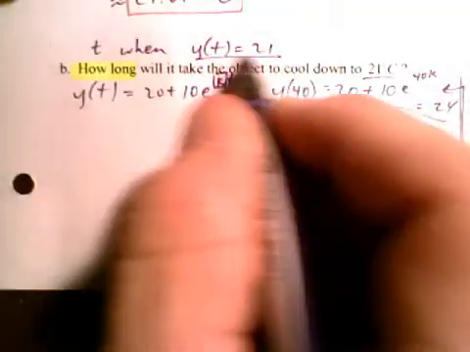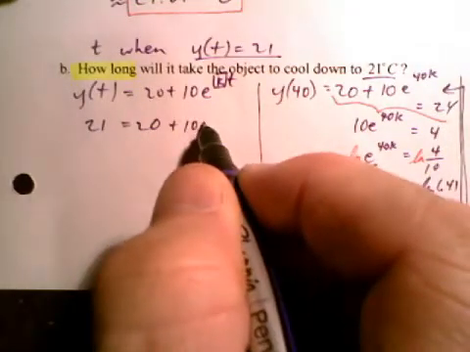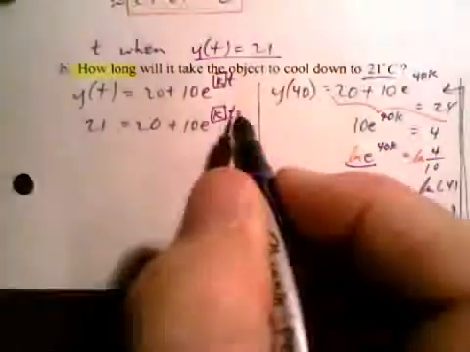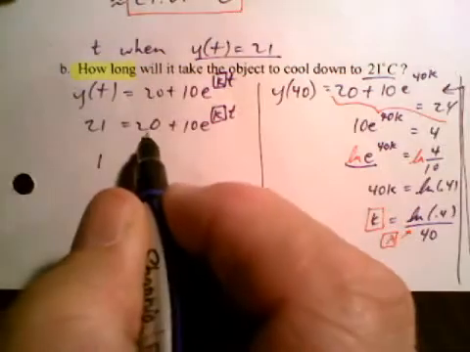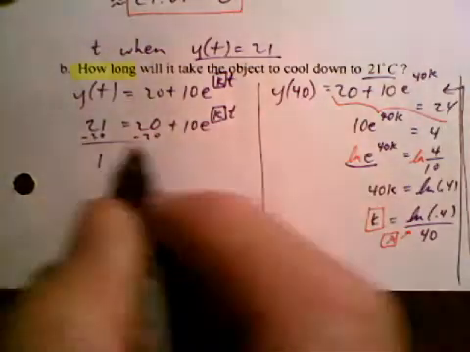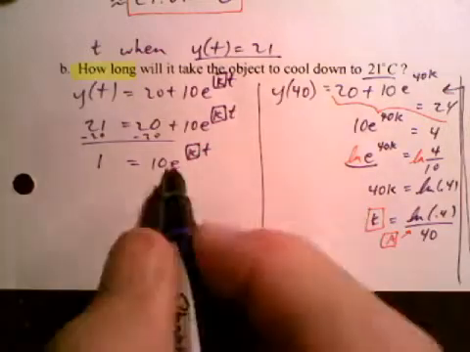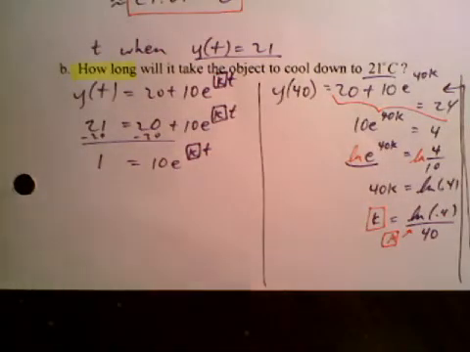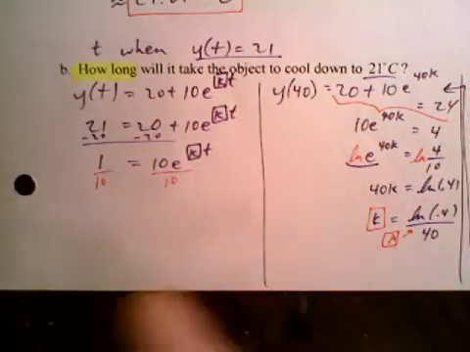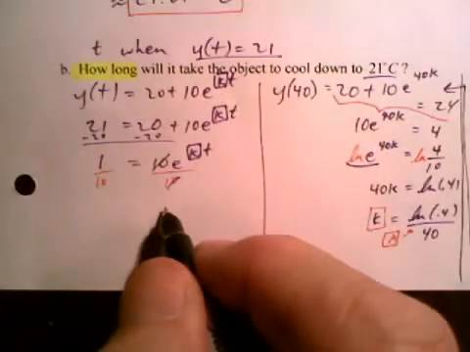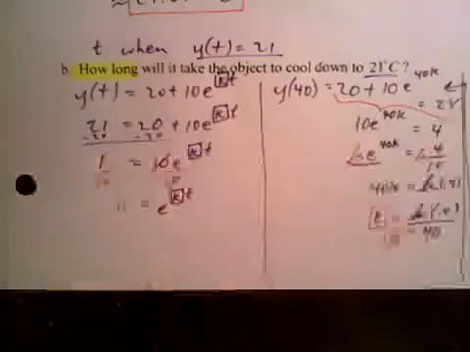And when y of t is 21, we replace y of t with 21 and get 20 plus 10 times e to the k t, and we just need to solve this equation for t. So we subtract 20 from both sides, and we get 1 equals 10 e to the k t. Divide both sides by 10. Don't get log crazy here and try to convert this to logs before you get the e by itself on the right side. That's a common mistake as well. So let that be 0.1.